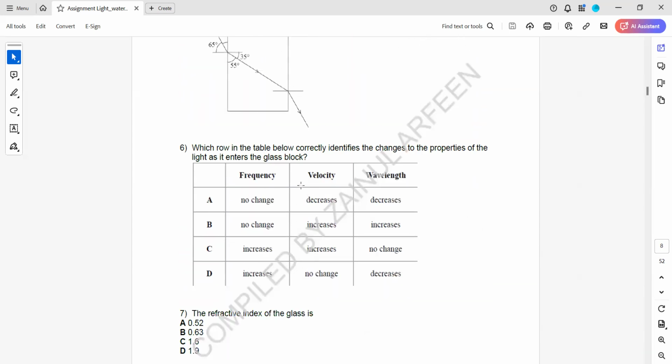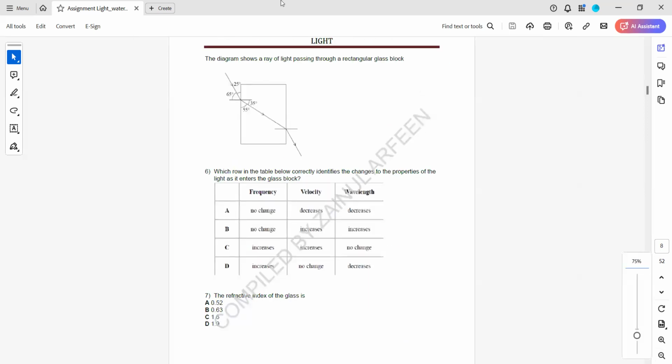The refractive index, how do we work out the refractive index? For the same glass, you will use the formula n1 sine theta 1 equals n2 sine theta 2. n1 is the refractive index of the first medium, which is air. The angle of incidence is 65, so sine 65 degrees. The refractive index of the second medium we don't know, and the angle of refraction is 35.